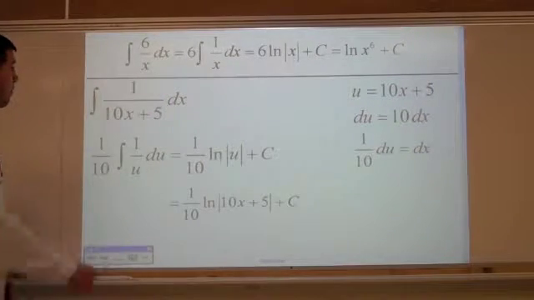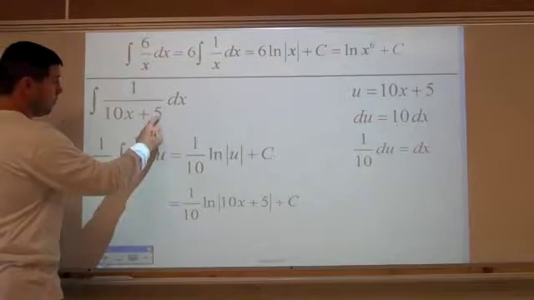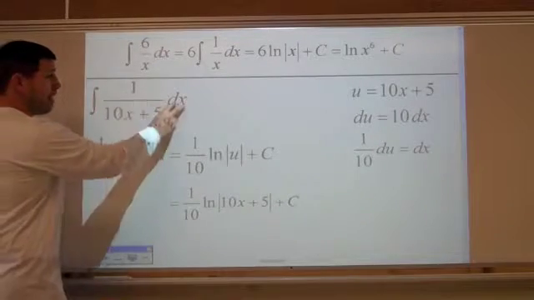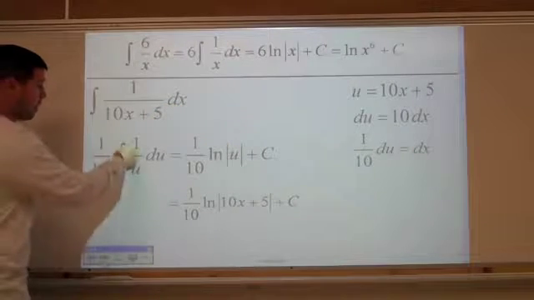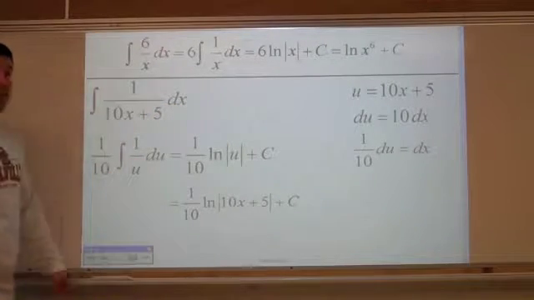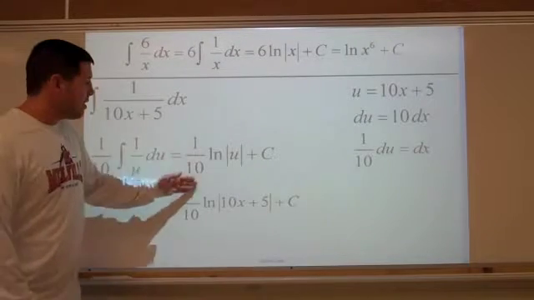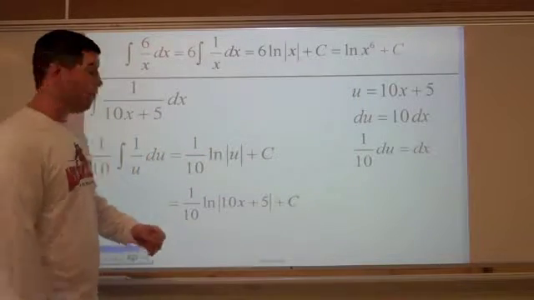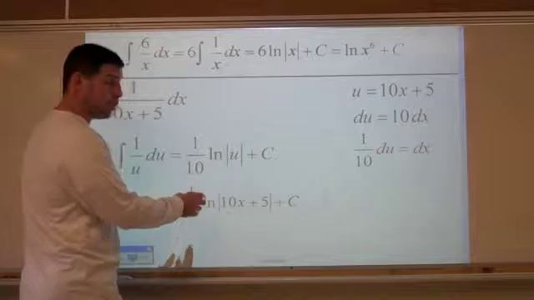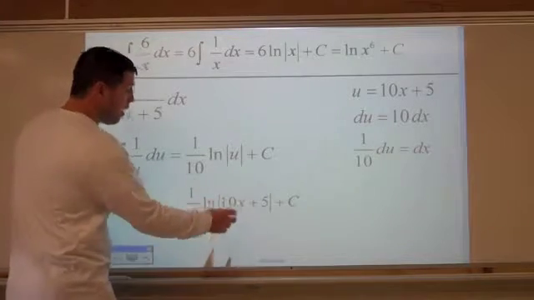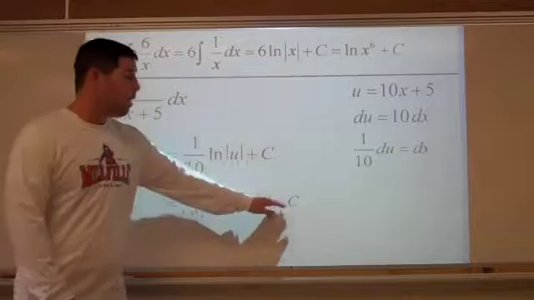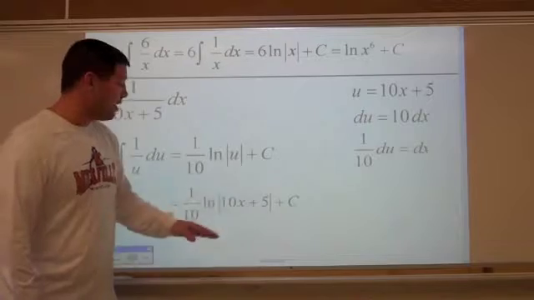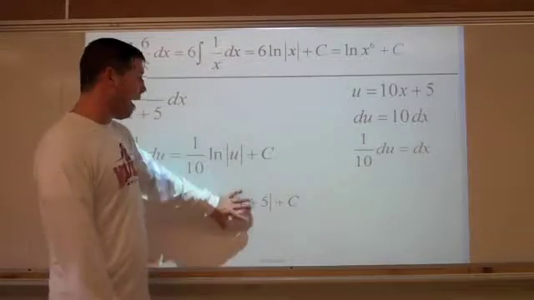Now we can rewrite this. 1 over u, and 1/10 du will go in. 1 over u is this part. dx is 1/10 du, so I get 1/10 times the integral of 1 over u with respect to u. 1/10 natural log absolute value of u plus c. Then you back substitute. 1/10 natural log absolute value of 10x plus 5 plus c. Technically, you could write this as a natural log of the 10th root of that also. More than likely, you won't see that.